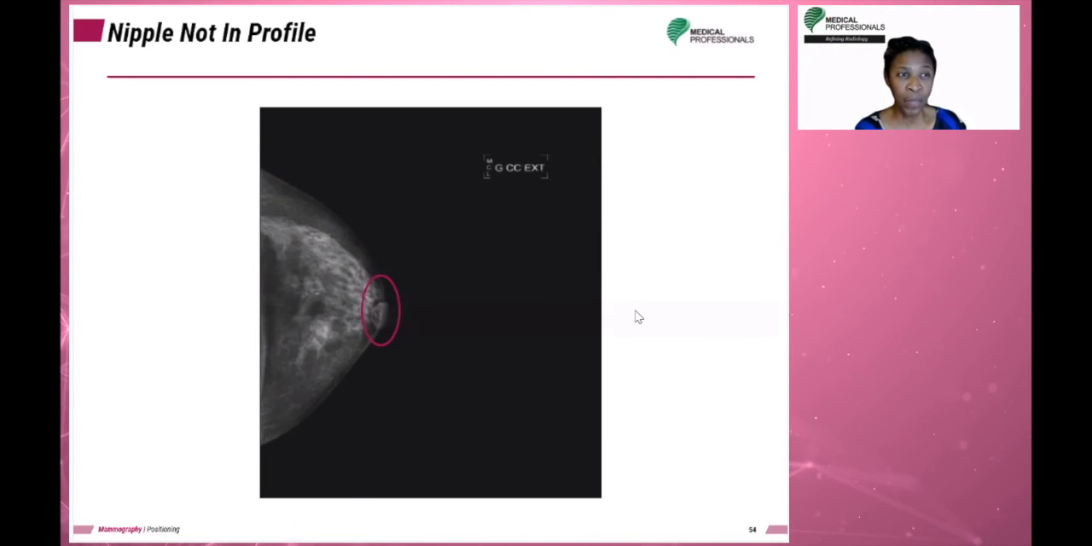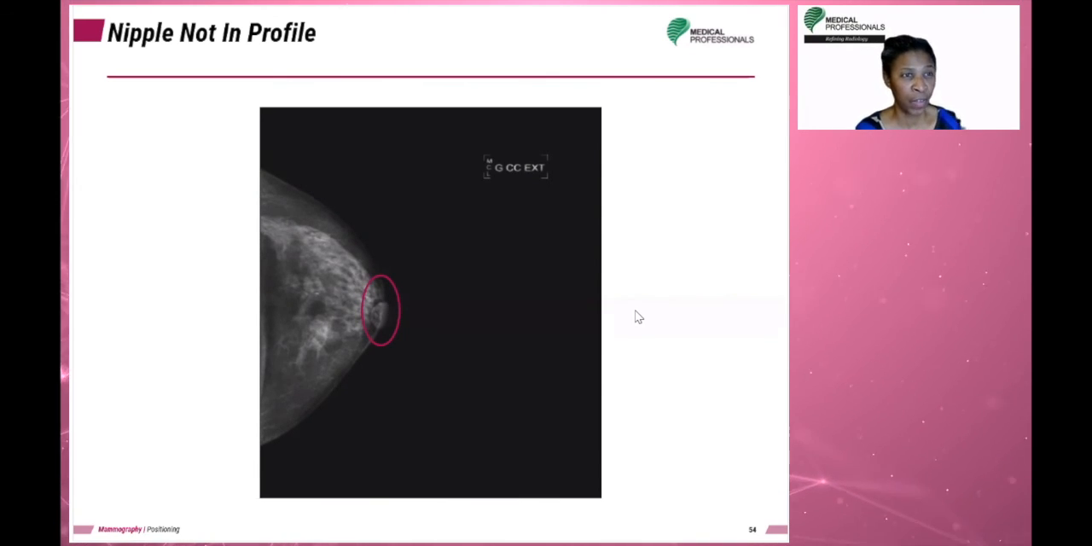And the same goes for your mediolateral oblique. If you position and your nipple turns in, folds under on your mediolateral oblique, typically it will fall in profile on your CC. So if your facility says that you need to have the nipple in profile in at least one projection, then you're good to go. There's no need to repeat.